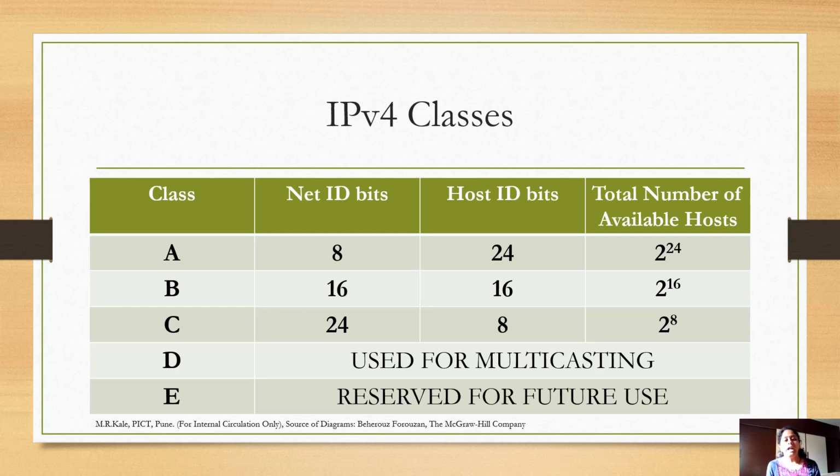In this table, the last column belongs to the total number of available hosts. For class A, the number of host ID bits available is 24, and that is why 2 raised to 24 hosts can be assigned IP addresses that belong to class A. Similarly, the number of available hosts is 2 raised to 16 for class B and 2 raised to 8 for class C. All this can be calculated just by remembering how many host ID bits are used for that specific class.